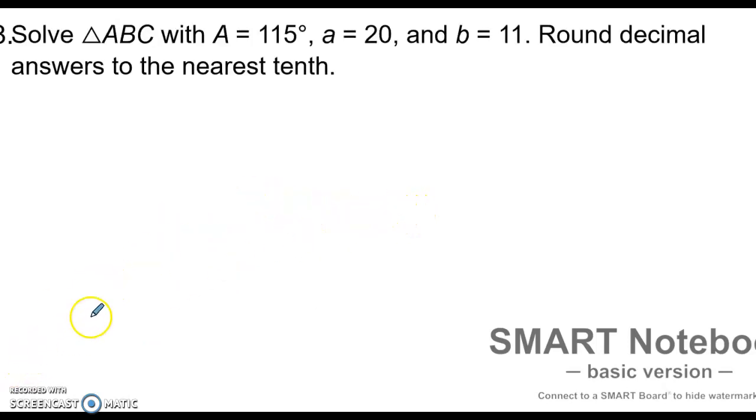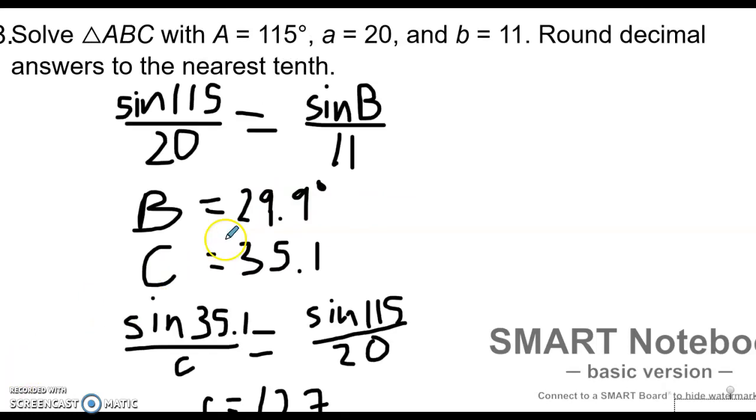Next one, number 8. This time we don't know two angles. So I'm going to start out with a ratio. I know angle A and side A. So I go sine of 115 over 20 equals sine of B over 11. This time though, I find a decimal for an answer because that's the sine of B. So I have to take the inverse sine. So I'm going to walk you through that really quick.